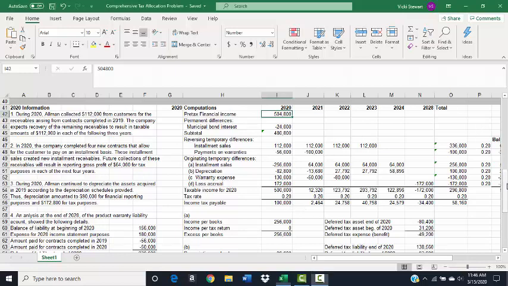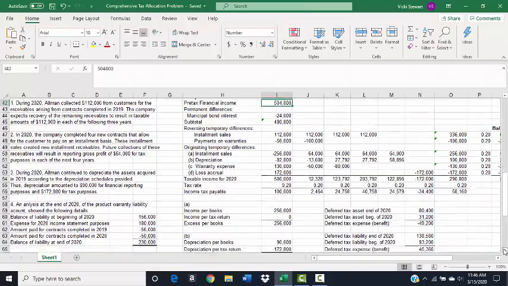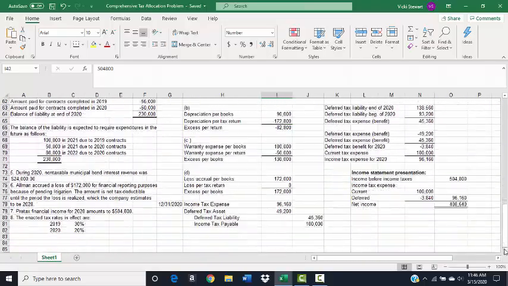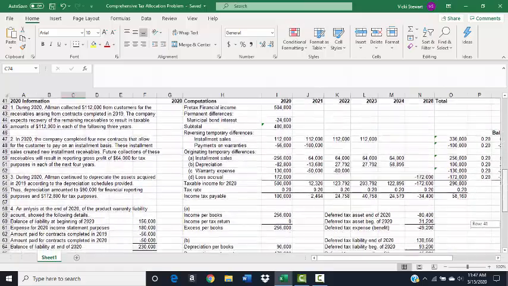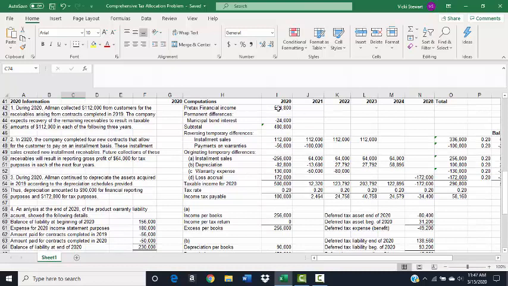We'll go down to the bottom now and see where we got our information for this year for taxable income, and it gave us pre-tax financial income for 2020 was $504,800. Our tax rate is 20% for this year and future years, and we had one permanent difference for this year, non-taxable municipal bond interest revenue of $24,000. So now we will have the information we need to look at for 2020.